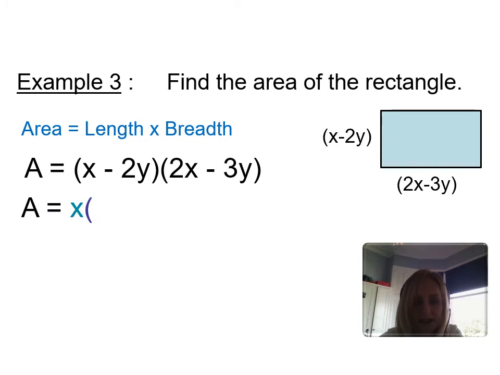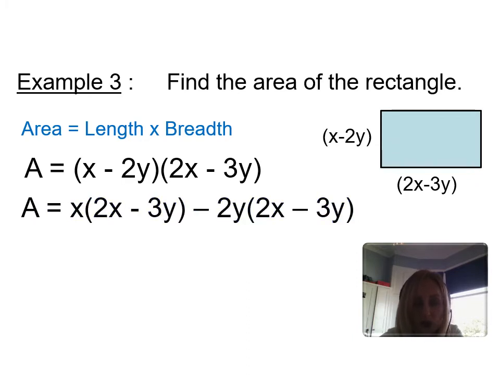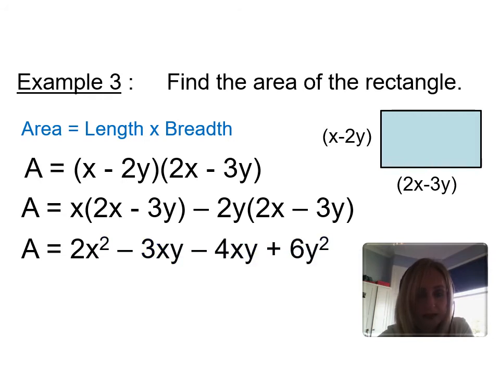So that becomes x times (2x minus 3y) minus 2y times (2x minus 3y). So we split the first bracket and multiply each term in the first bracket by the second bracket. Okay, and then we just go about removing those two brackets as normal. So it's going to be x times 2x is 2x squared, minus x times 3y is minus 3xy. And then we've got minus 2y times the second bracket: minus 2y times 2x is minus 4xy, and minus times a minus here is going to be plus 6y squared.